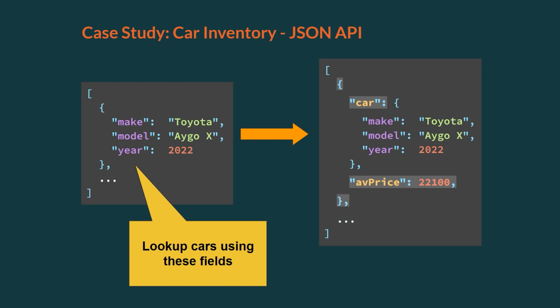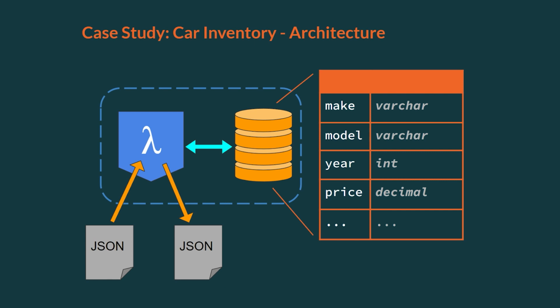The response body will also contain a JSON array of summary objects, a car field, which corresponds to one of the cars from the request, and an average price field, representing the average price in the inventory for the associated car model. For a basic architecture, I have also got access to a database with a car table, with many columns, including the same make, model, and year columns, plus a price column that we're interested in.